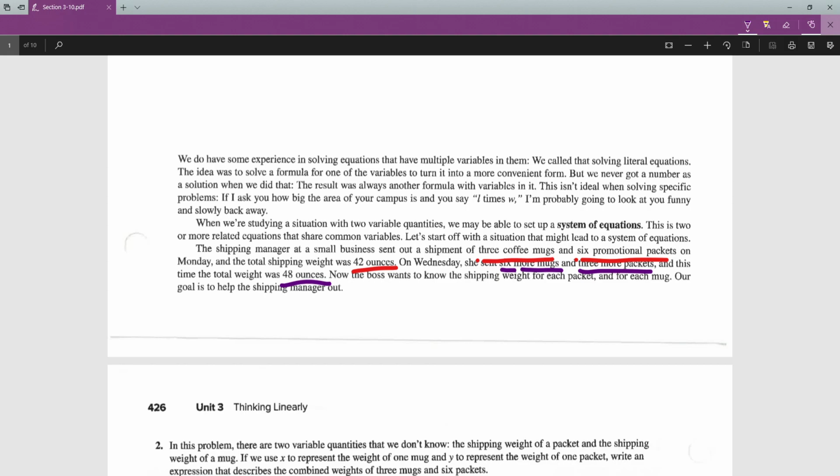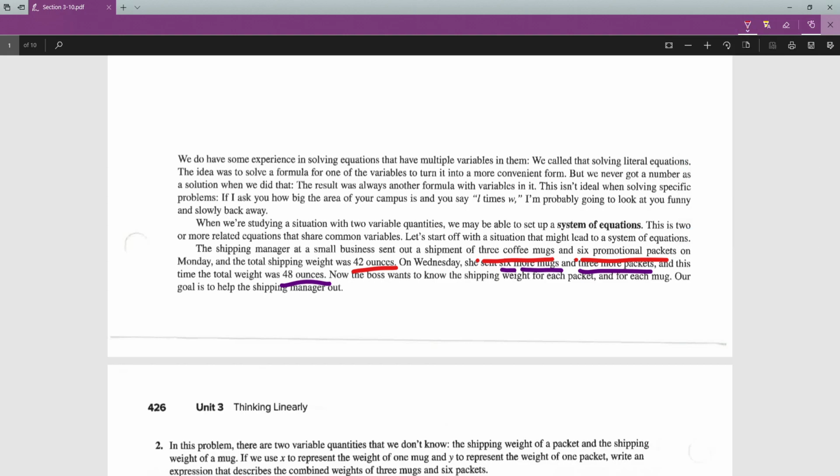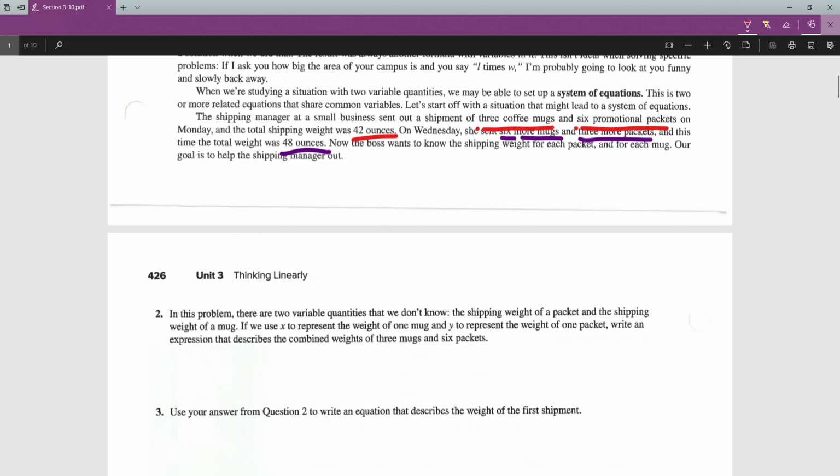Our goal is to help the shipping manager out. Go back to my red pen. We're going to scroll down here. Number 2 on page 426 says, in this problem, there are 2 variable quantities that we don't know, the shipping weight of a packet and the shipping weight of a mug. If we use X to represent the weight of one mug and Y to represent the weight of one packet, write an expression that describes the combined weight of 3 mugs and 6 packets. This is the part that I underlined in red up there.